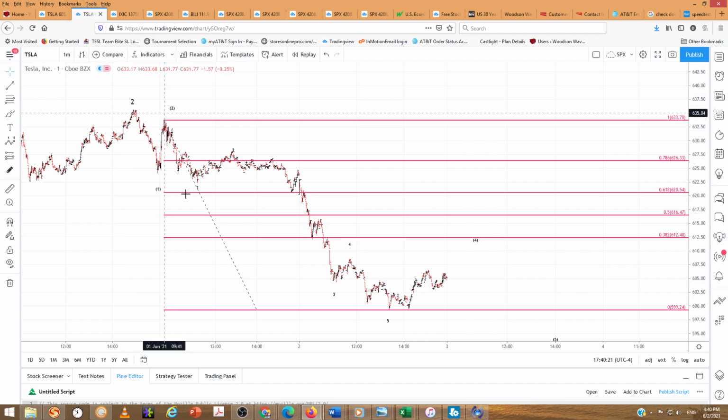Here we have a 1, 2, and then a 1, 2, 3, 4, 5 for 3, a 4, and a 5. As you can see, I have it marked there. And then we have 4 up, okay? Targets for 4 are 612, 616, and 620. Those are the 382, 500, and 618. We may as well mention the Fibonacci 786 at 626. So we're going to see how this plays out here.